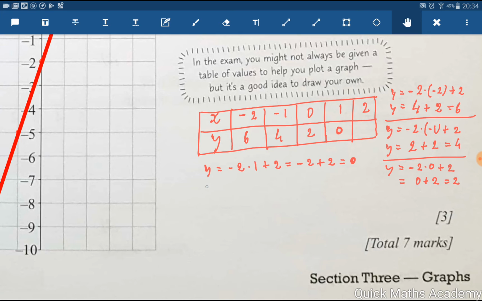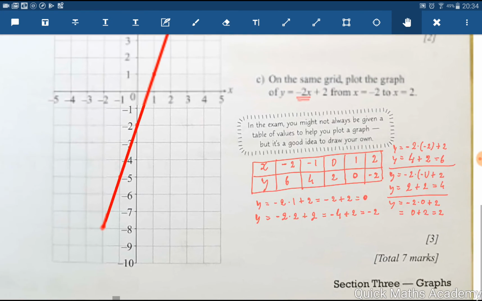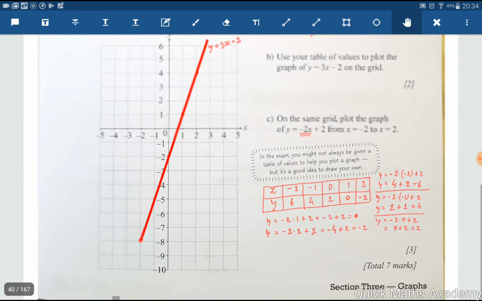And finally, if x is 2, I will have y equals minus 2 times 2 plus 2, which is minus 4 plus 2, which will be minus 2. So you can see that the values are decreasing as we increase the x. That means the line is coming down. Let's put it on the chart so we can see it better.